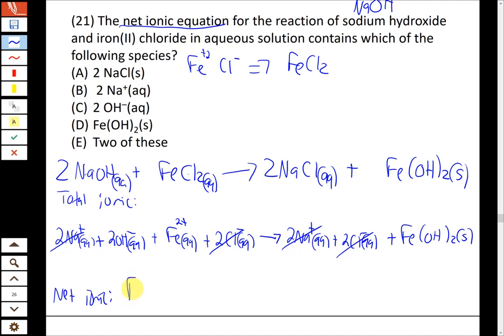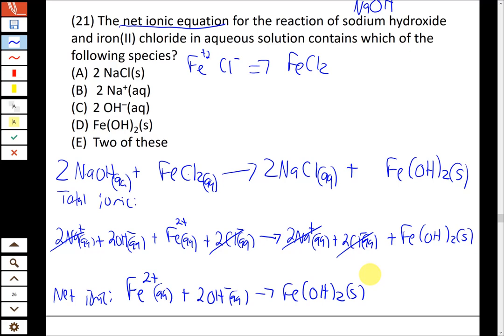Typically, we write cations first and then anions, although it doesn't necessarily have to be that way. So we would write Fe2 plus and then 2 OH minuses combining to make insoluble iron hydroxide. That's the net ionic equation here.